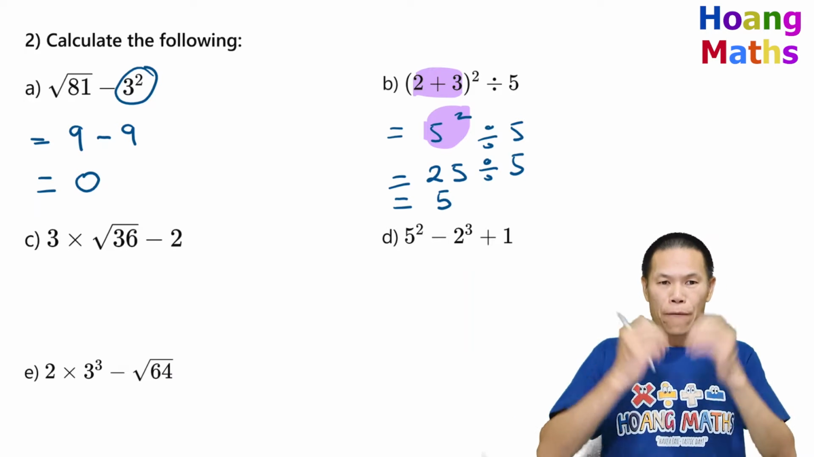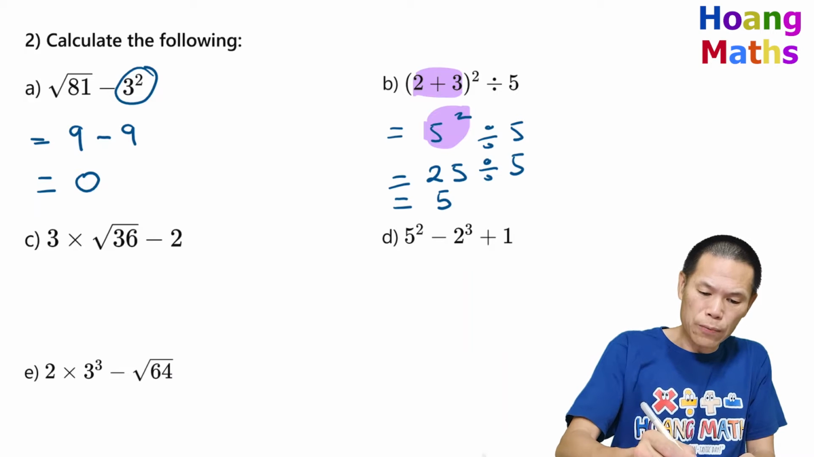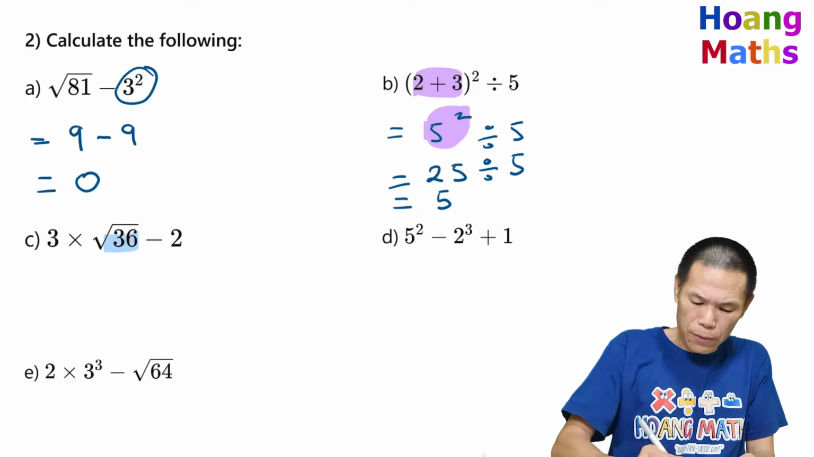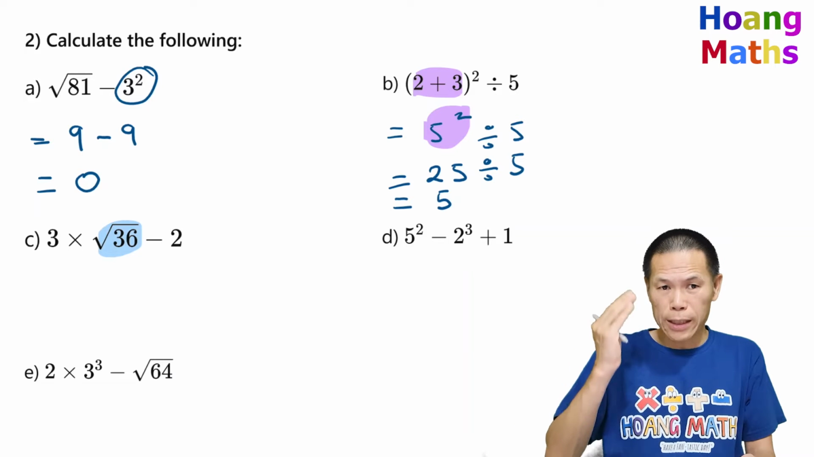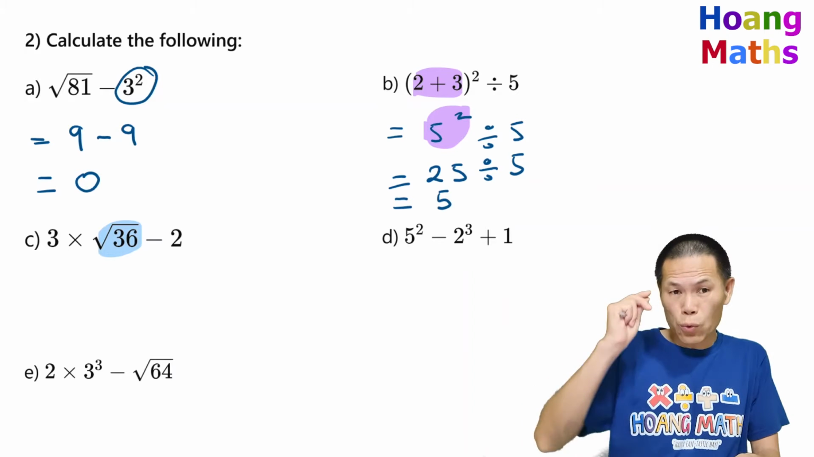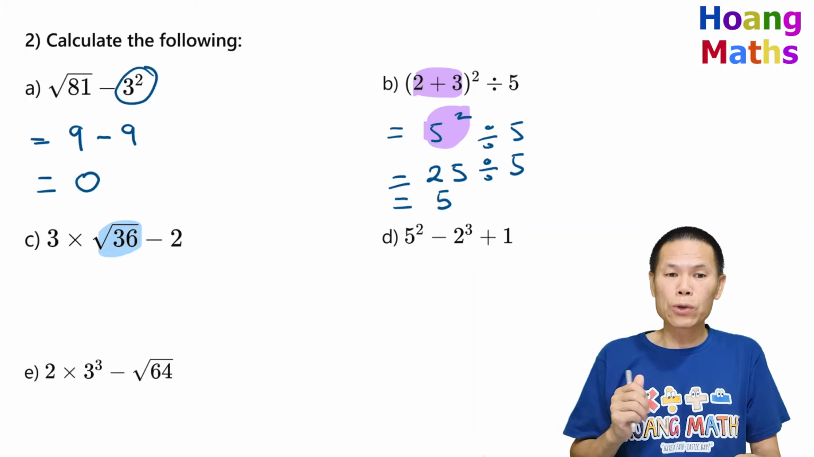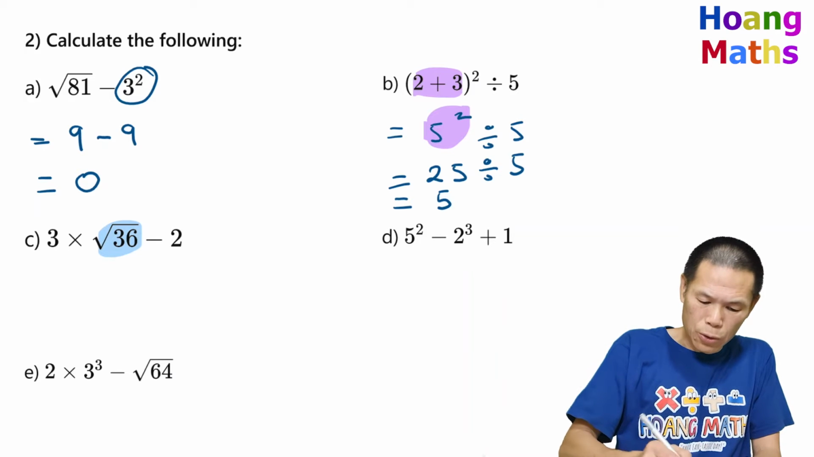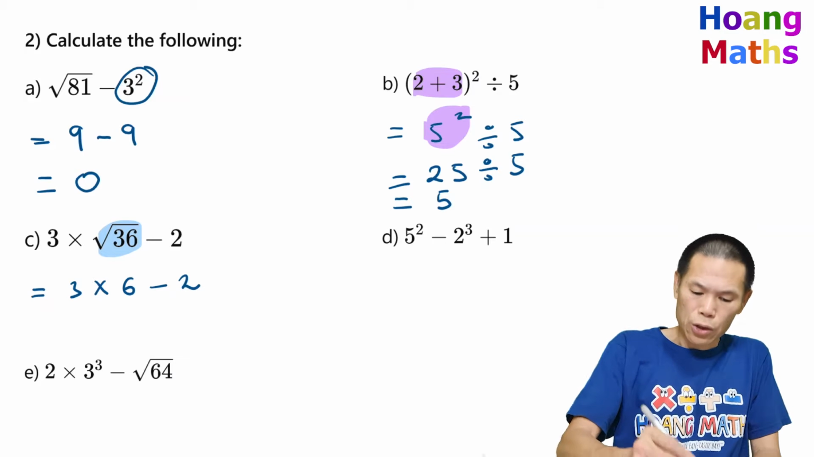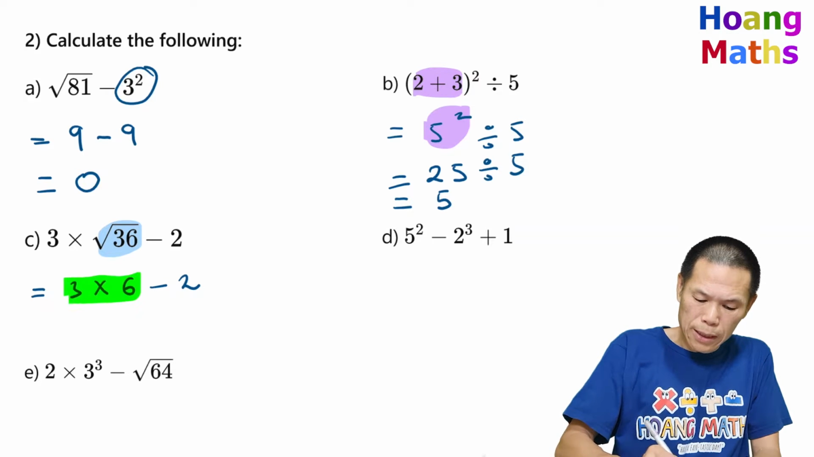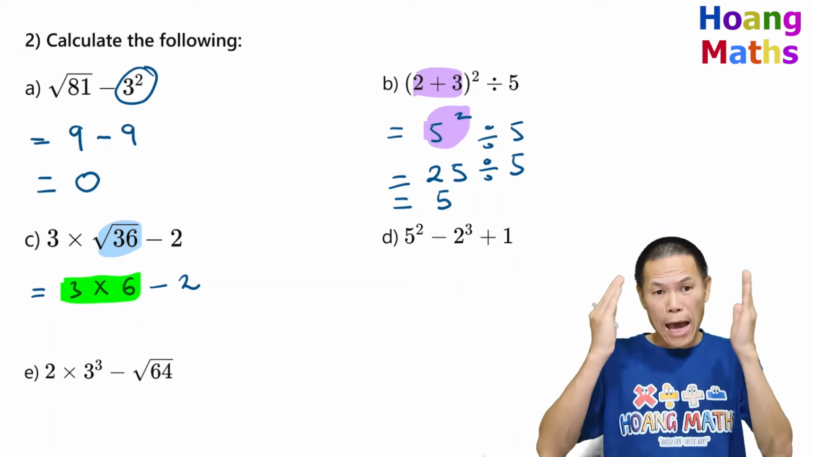Part C. First of all, we need to work out the square root of 36 first. And we know that 36 is 6 times 6. So the square root of 36 is equal to 6. So that is equal to 3 times 6 minus 2. So now 3 times 6 is equal to 18.